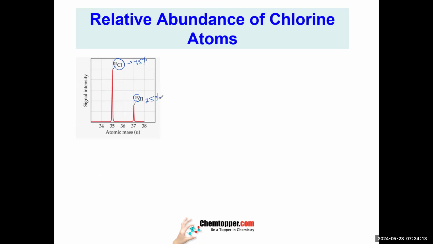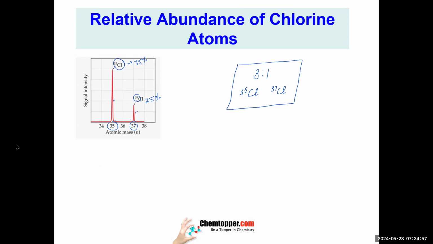This is a very unique nature of chlorine. Its isotopes are in the ratio of 3:1 in abundance. Chlorine 35 will be 3 times more than chlorine 37. This is fixed. Organic chemistry students use it as an identification tool. Whenever you see signals which differ by 2 units, this is 35, this is 37, and you see these signals in the ratio of 3:1, it means chlorine is there. So it's used for identification, right?